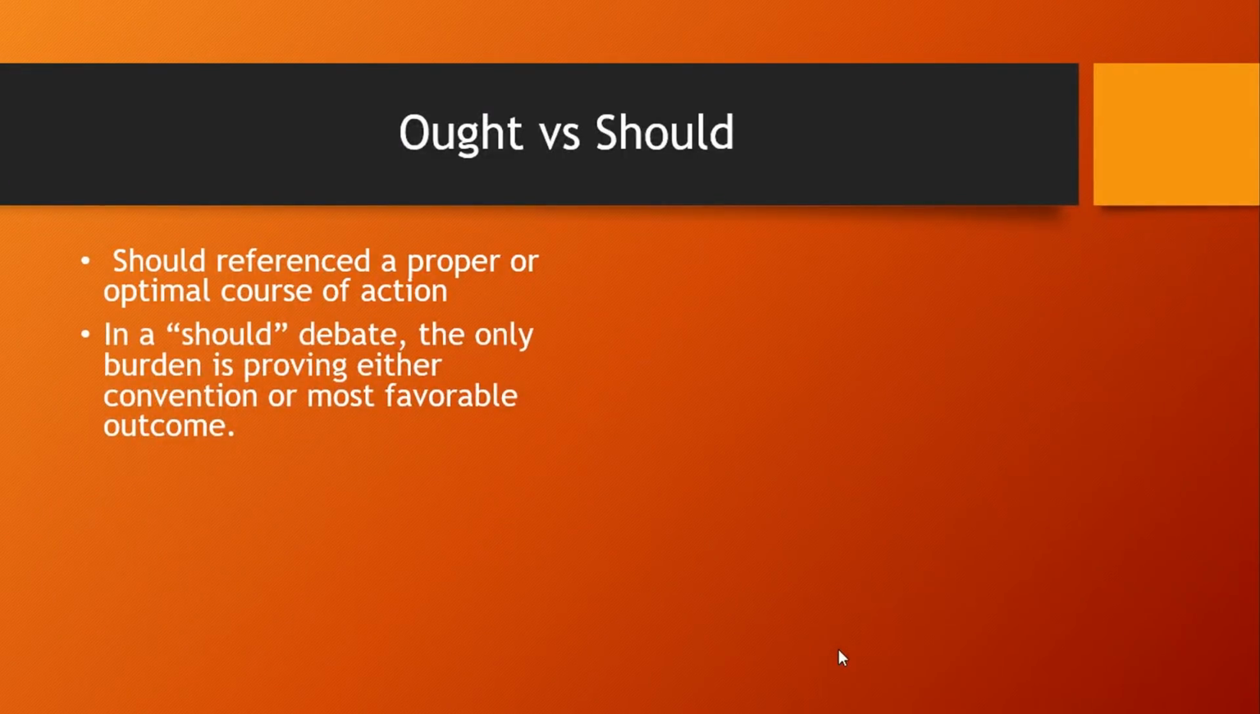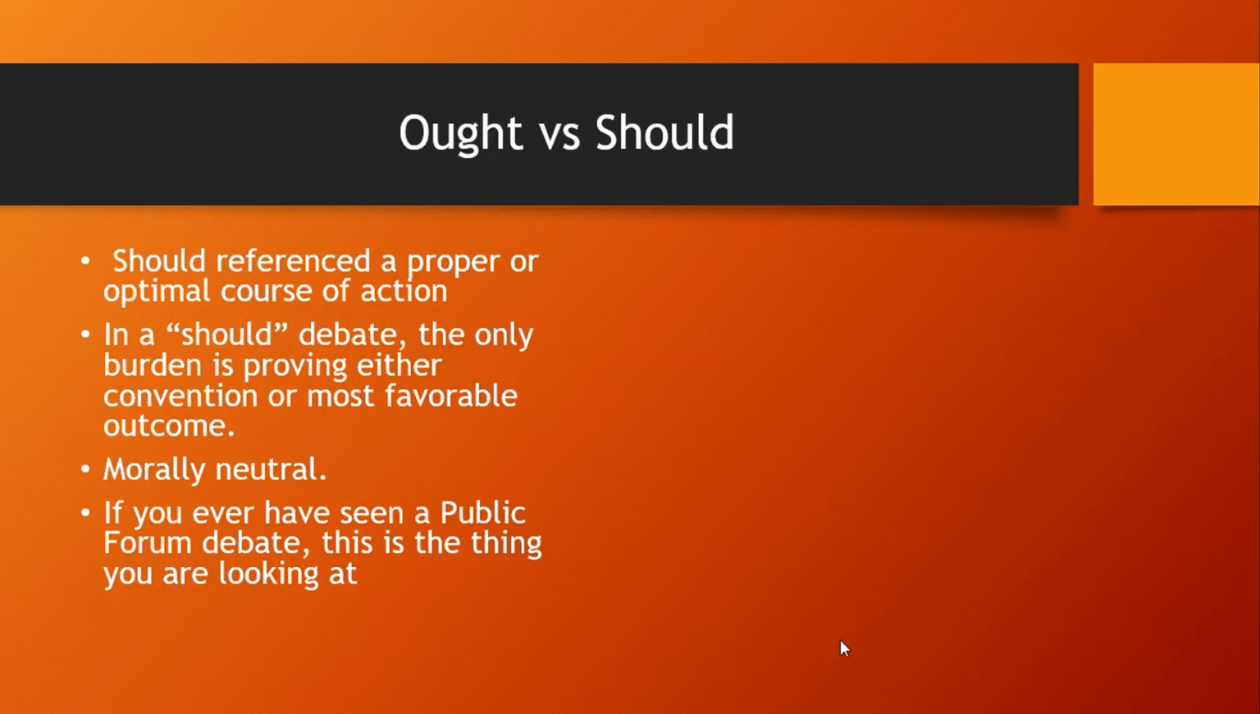With that, the only burden by either side is proving either convention, where this is what is done most often, or the most favorable outcome, that doing this will cause the most favorable effects, right? So it's morally neutral as well. Morality doesn't play a part in a should debate. There's no question of should we even be talking about this, is this debate important? It's more what should we do? What is to be done? What would be the best way to do this?